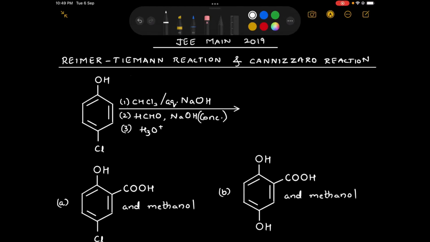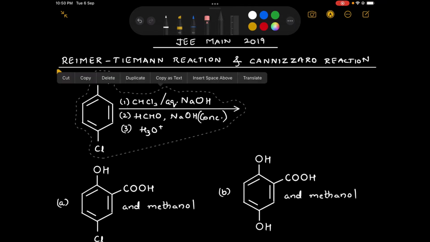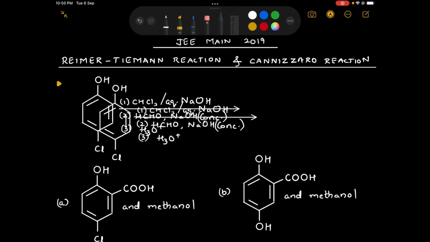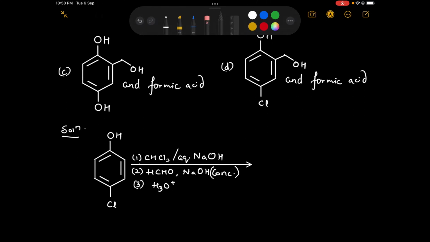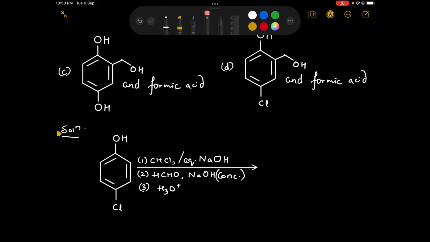Hello students, today we are going to solve a question that had appeared in JEE Mains 2019. Now this question is based on Reimer-Tiemann reaction and Cannizzaro reaction. Have a look at the question. Here we are having a reactant and the reactant is undergoing certain reactions. Now there are three sets of reagents being given. Let us try to understand each one step by step.